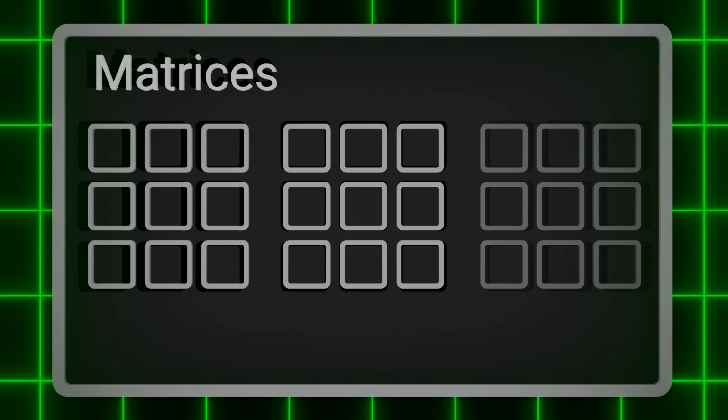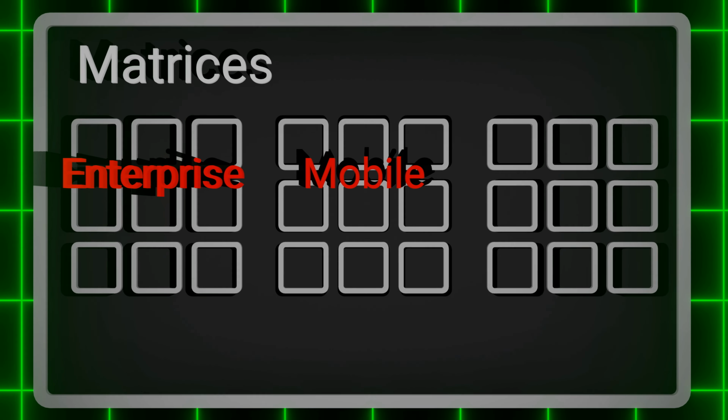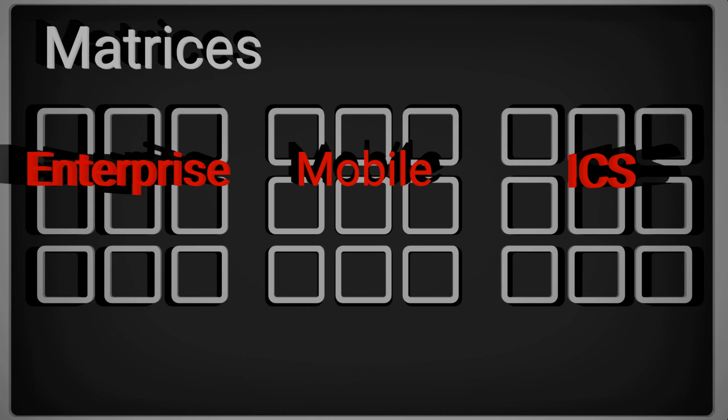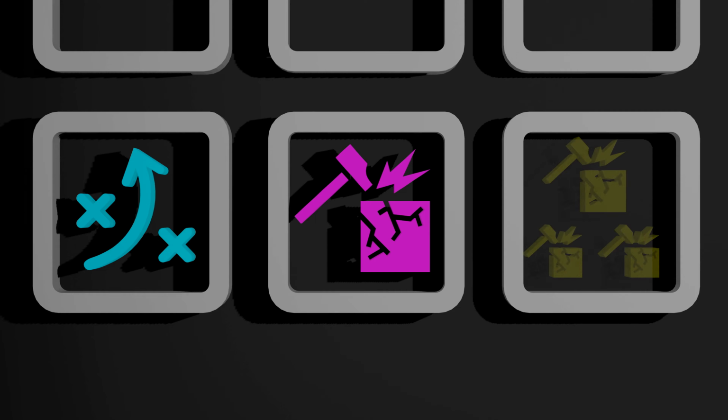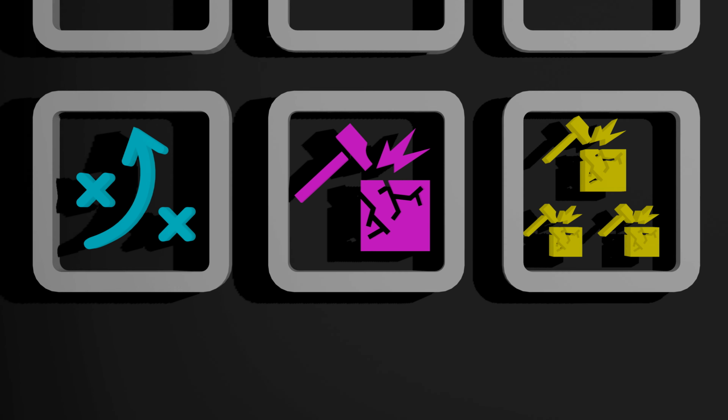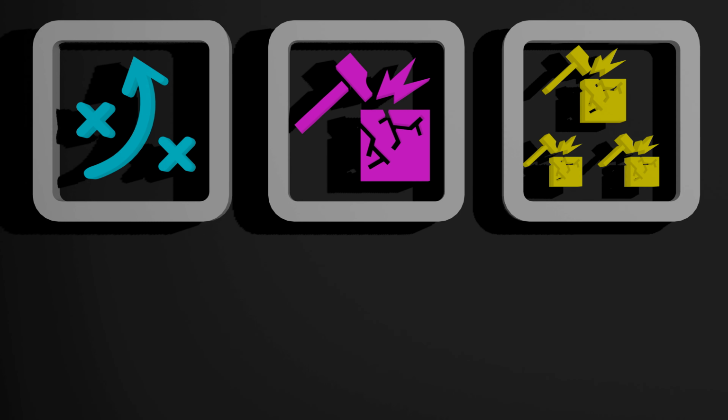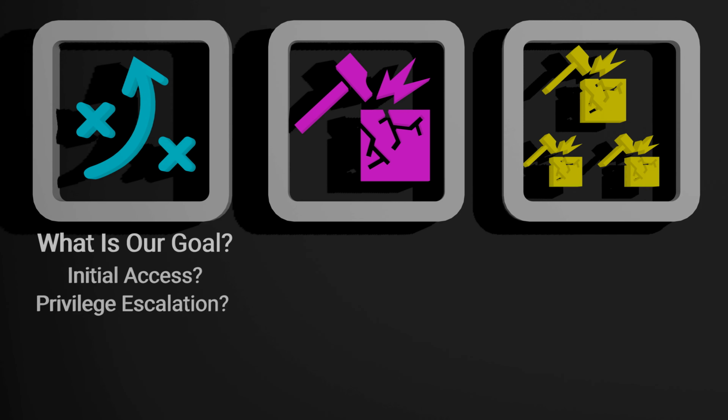The ATT&CK framework is divided into several matrices, each focusing on different domains such as enterprise, mobile, and ICS, which means industrial control systems. The enterprise matrix is the most commonly referenced. This matrix is divided into tactics, techniques, and sub-techniques. Tactics are the why of an attack, what the adversary is trying to achieve, such as initial access, privilege escalation, or lateral movement.